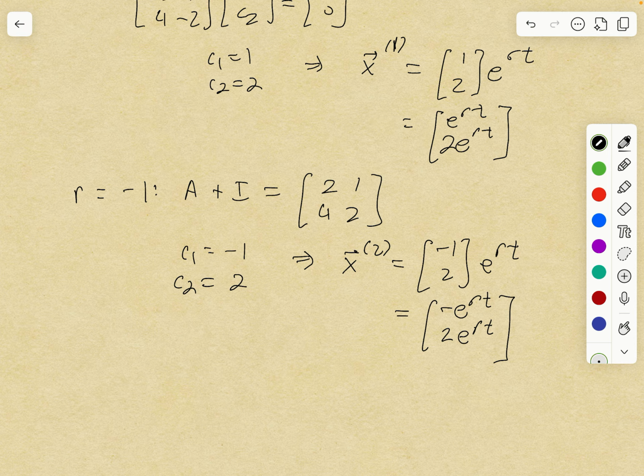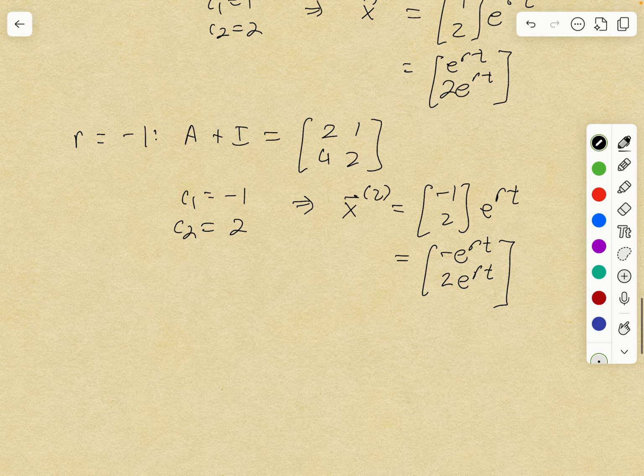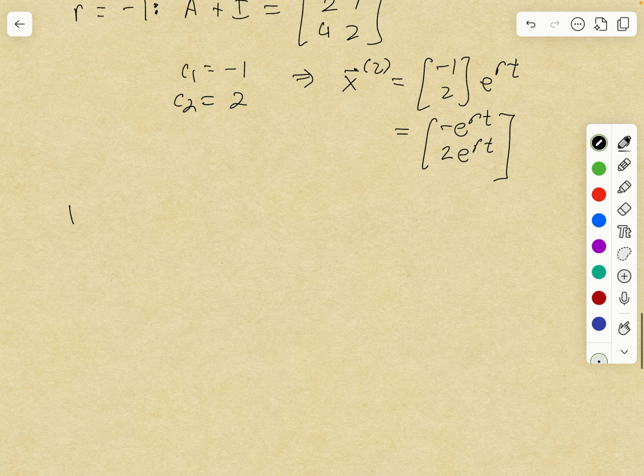Okay, so I know that my solution space is two-dimensional. I just need to check that I have independent solutions. So let's check that we have independent solutions. Actually, I think in general they will be independent solutions, but let's just run it through the Wronskian anyway.